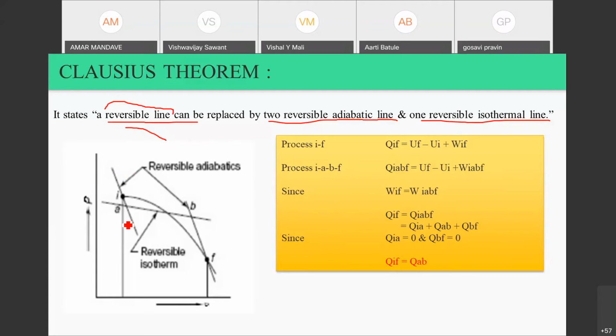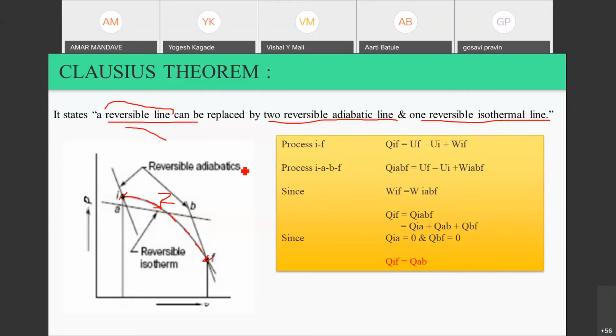Now consider there is one process known as the process Z. You can see the path of the process, that circular path is the path of the process Z. Its initial state is I and the final state is F. Now by using this theorem we can replace this particular process by using two different adiabatic lines and one isothermal line.